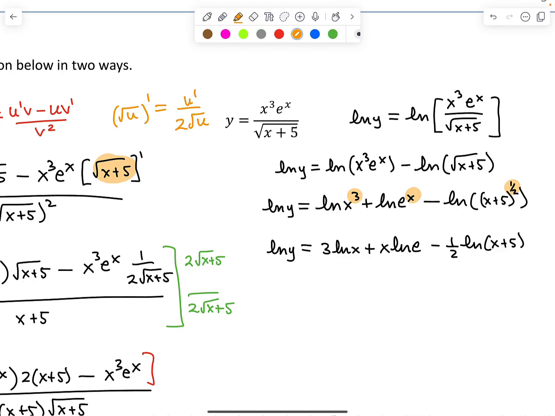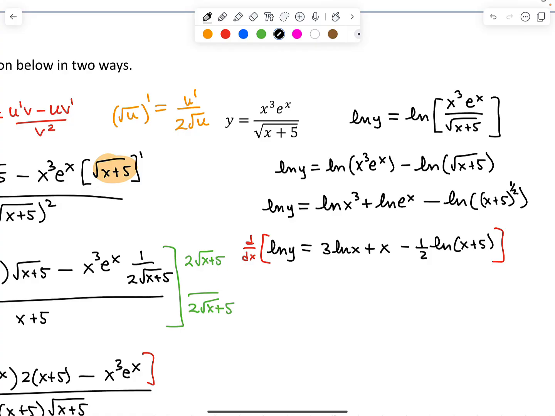Be mindful that there is no property for log of a sum, so I can't take this last logarithm any further. Also keep in mind that natural log of e is just 1, so I can just call this middle term just x. And now I'm going to differentiate both sides with respect to x and use implicit differentiation.